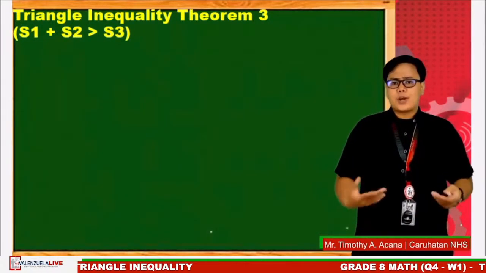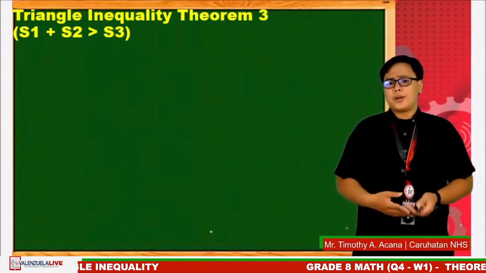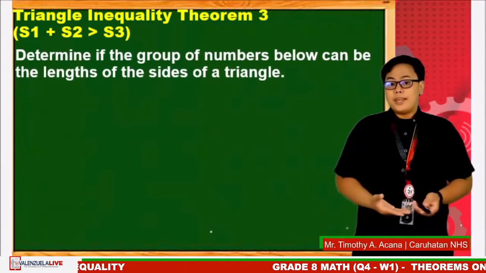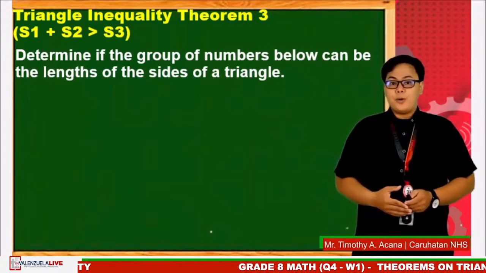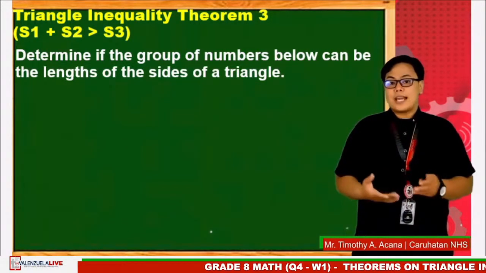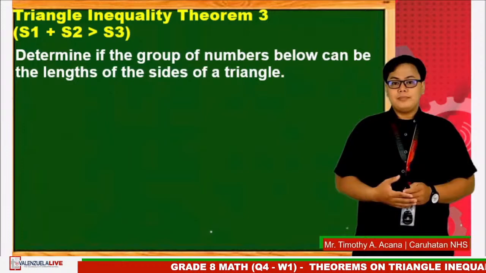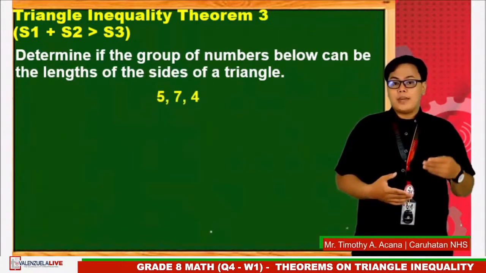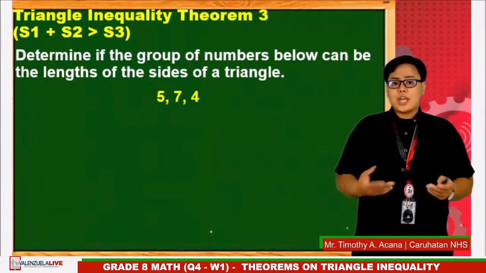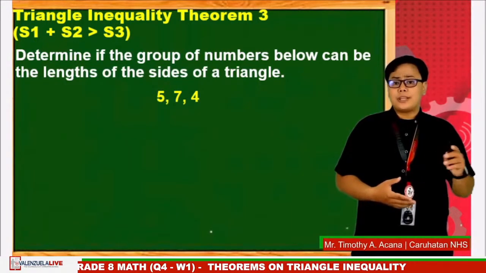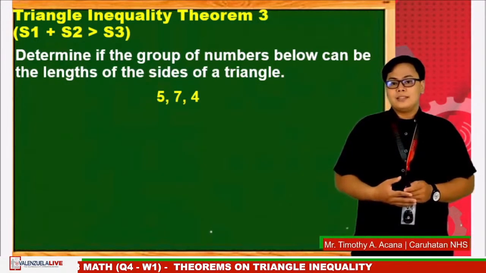So again, let us try to apply the triangle inequality theorem number 3. Let us determine if the group of numbers below can be the lengths of the sides of a triangle. We have 5, 7, and 4. Let us check if the sum of the two sides is greater than the remaining side. Are you ready?